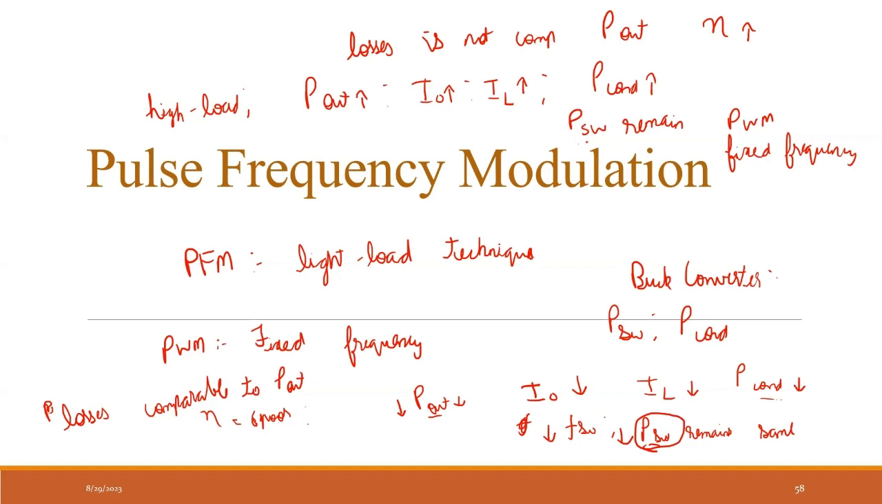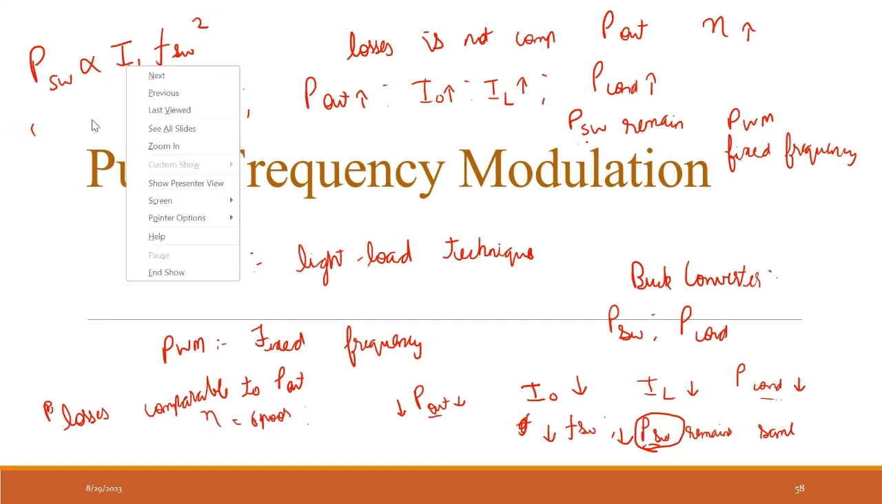Actually, if I'm not mistaken, switching loss is directly proportional to switching frequency square. It might be directly proportional to the output. See, I have to verify this. I'm not exactly clear, but I think switching loss is related to current and switching frequency square. So at high load, this is lots. I agree, this is lots.